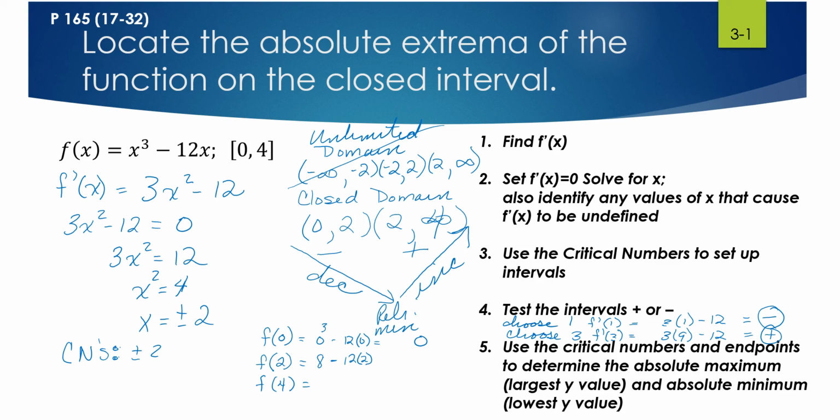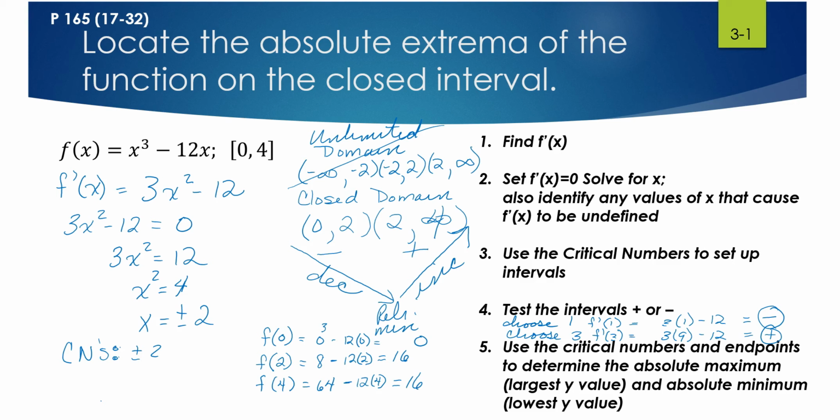24 minus 8 is 16. And then f of 4, I get 64 minus 12 times 4, which is 48. So 64 minus 48 is positive 16.